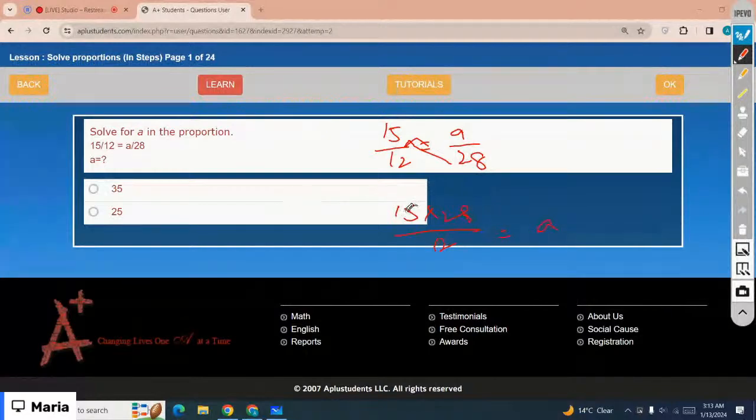3 times 5 is 15 and 3 times 4 is 12, and 4 times 1 is 4 and 4 times 7 is 28. So you are left with 5 times 7, and 5 times 7 is 35. That means A equals 35. The correct option is 35. Got it?